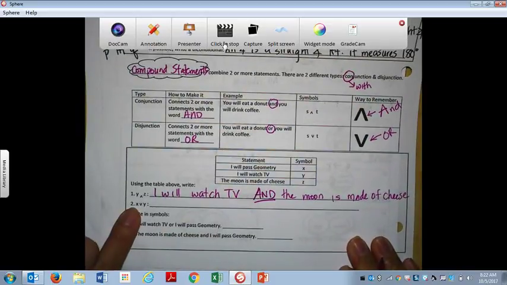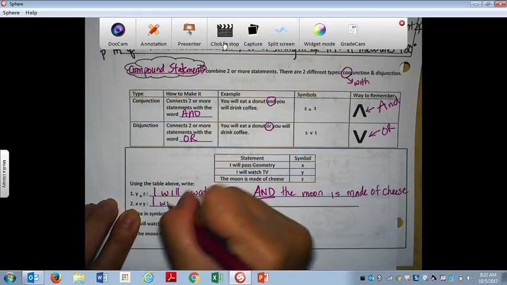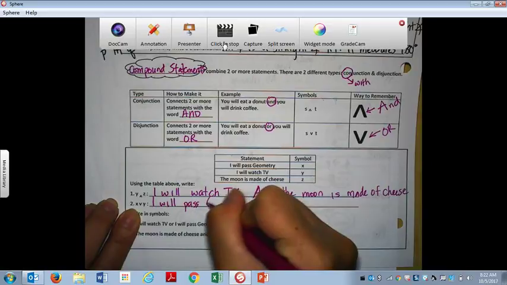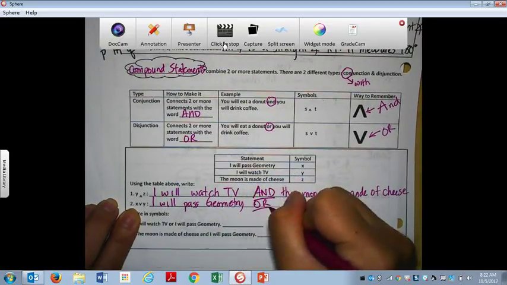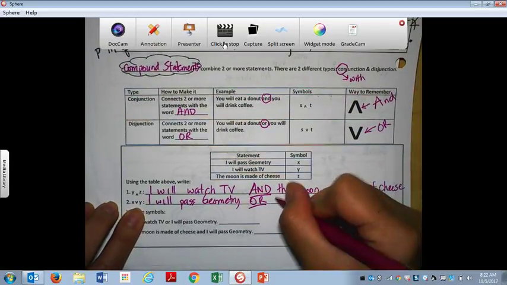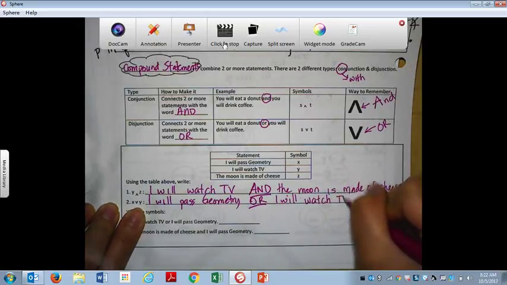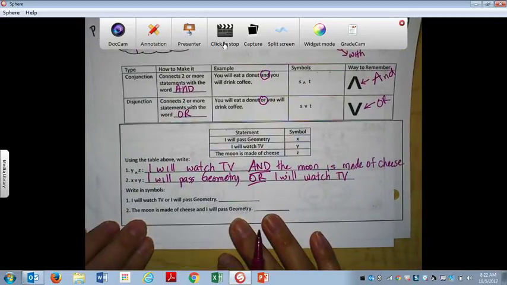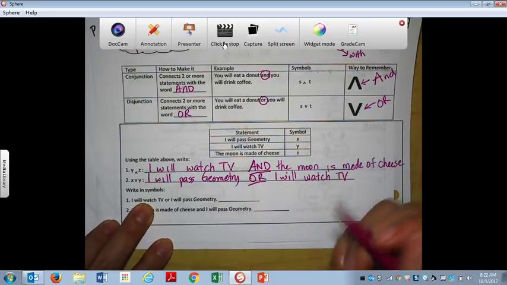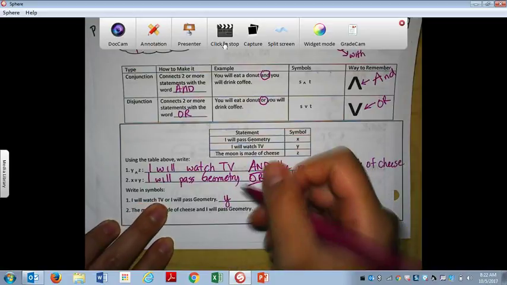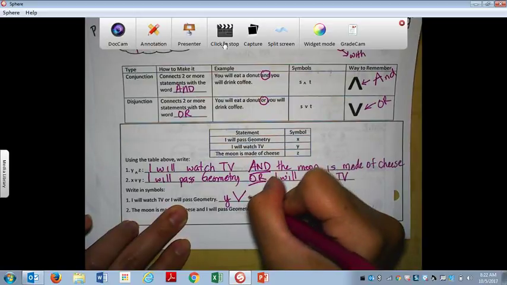All right, now, X or Y. I will pass geometry, or, okay, Y is I will watch TV. Let's hope you pass geometry. Okay, now let's go the other way. I will watch TV or I will pass geometry. I will watch TV is Y, or, you use that seesaw, or I will pass geometry, X.